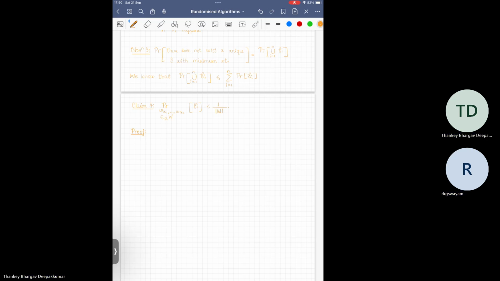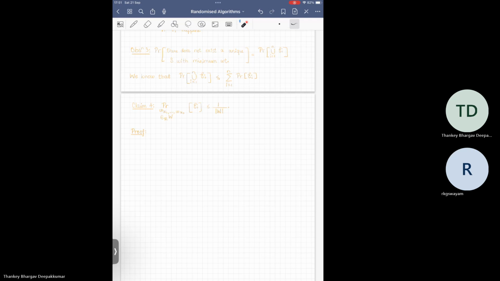Okay, but over here, that's what we are after, right? What we are after is that let S1 be the set whose weight is minimum among all sets containing Xi, and S2 be the set whose weight is minimum among all sets not containing Xi. Then what we want to show is that the probability that the weight of S1 and the weight of S2 are the same is at most 1 over size of W, right? Because that is what EI is, right?